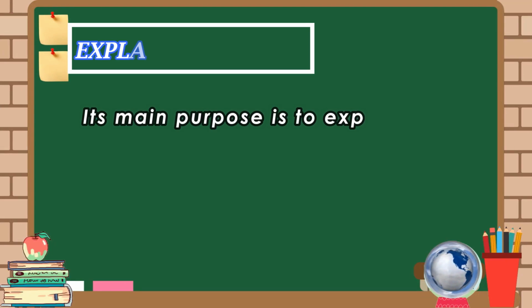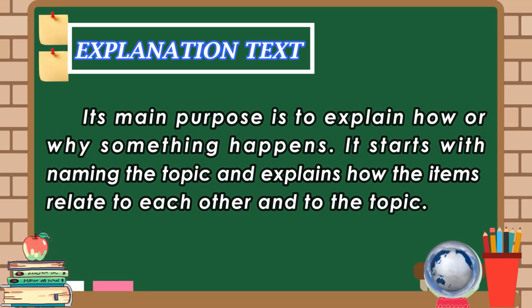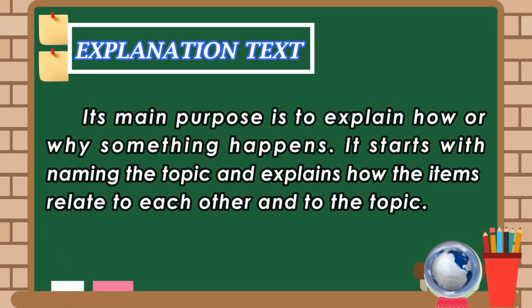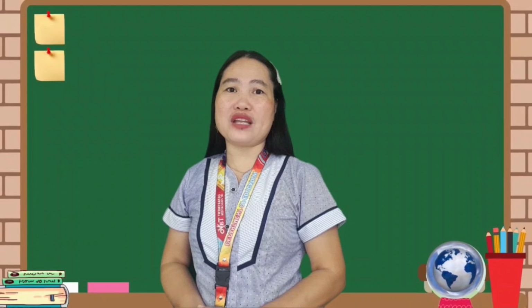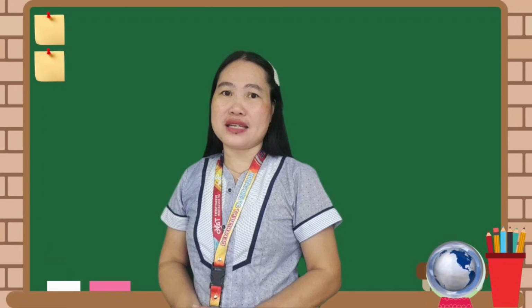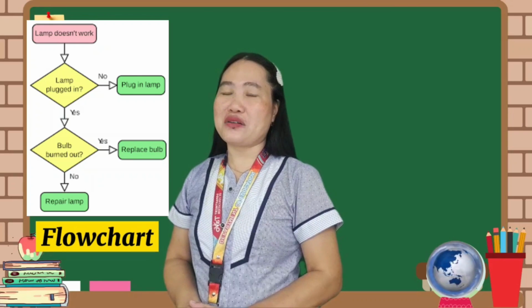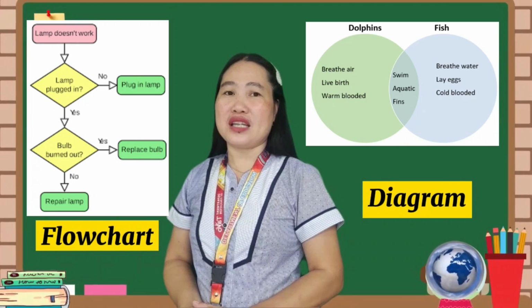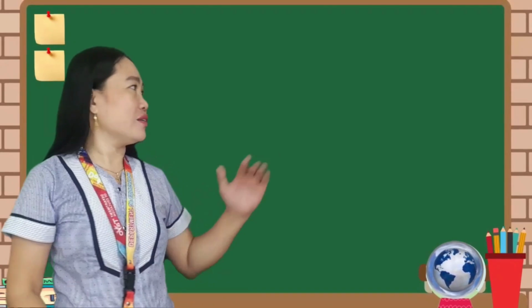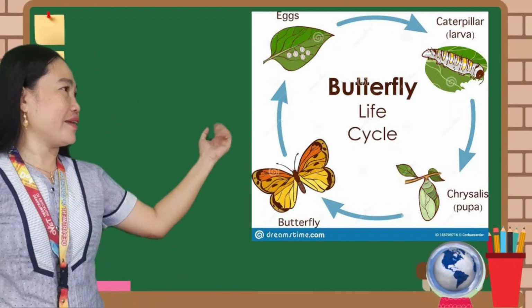Explanation text: its main purpose is to explain how or why something happens. It starts with naming the topic and explains how the items relate to each other and to the topic. Explanatory texts move beyond providing straightforward descriptions to looking at things like causes and reasons. It may include visual images, examples, flowcharts and diagrams, which support what is written in words. For example, the life cycle of a butterfly.